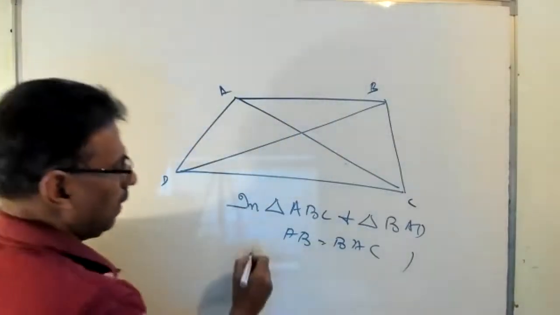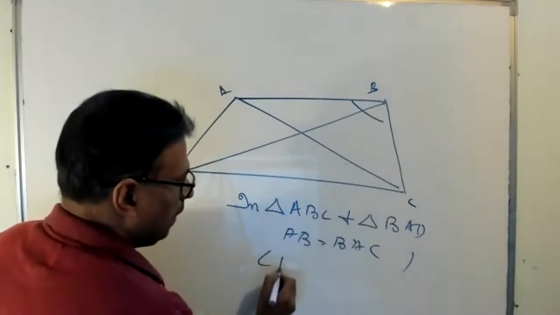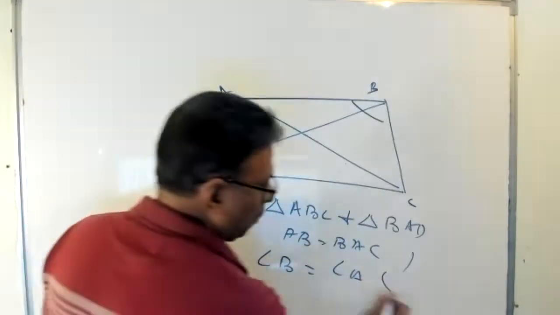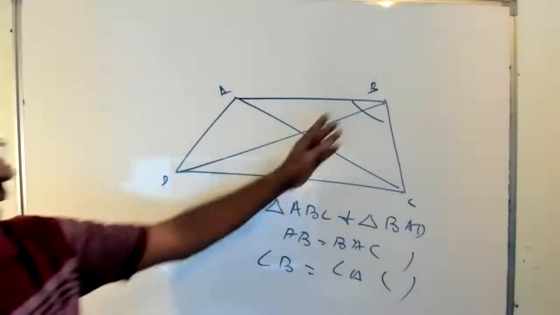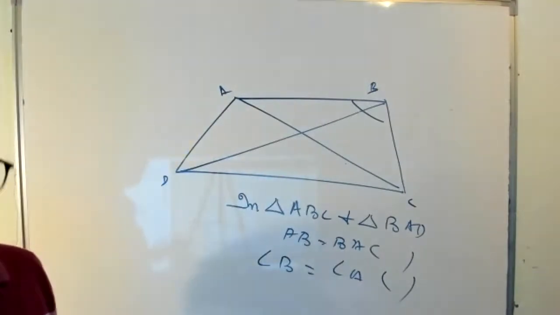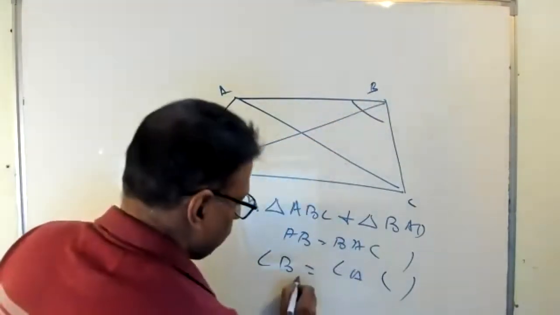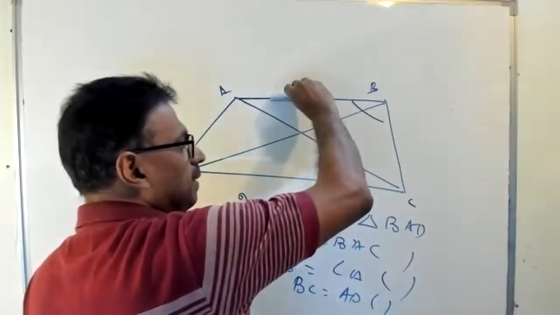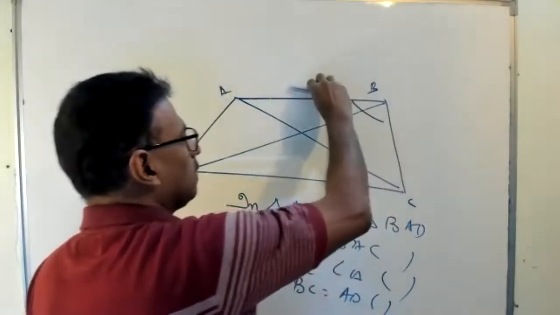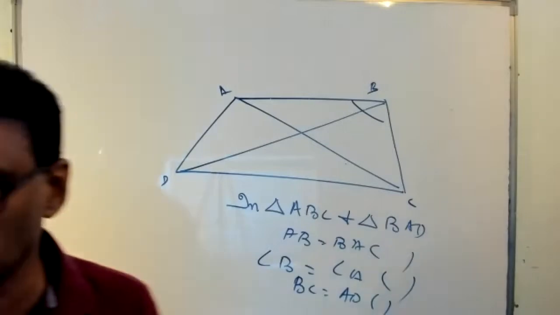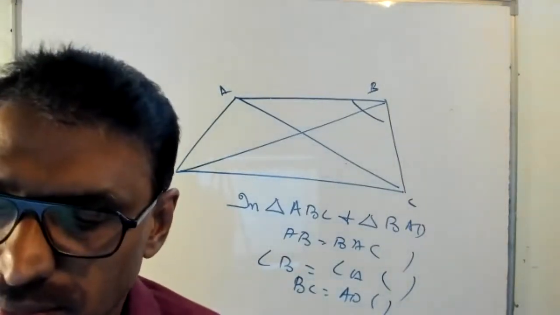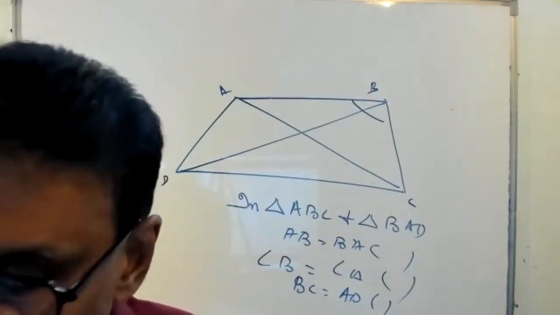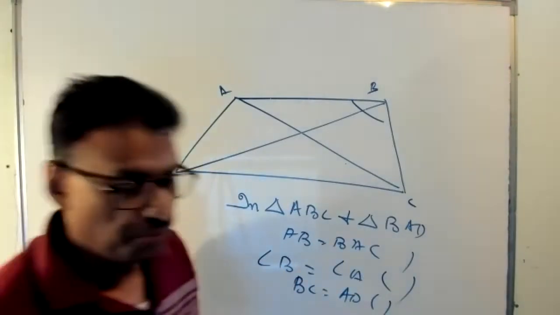Then angle ABC equal to angle BAD. It is proved, right? BC equal to AD, given. So that means side, angle, side. Therefore, these triangles are congruent by SAS congruency. Correct? Right now, draw the figure first.